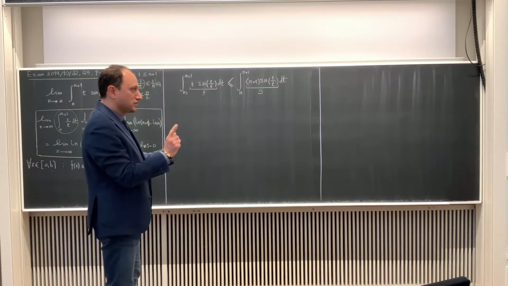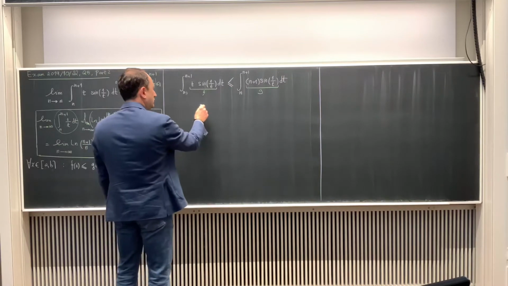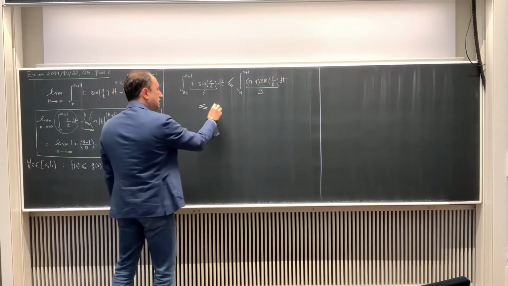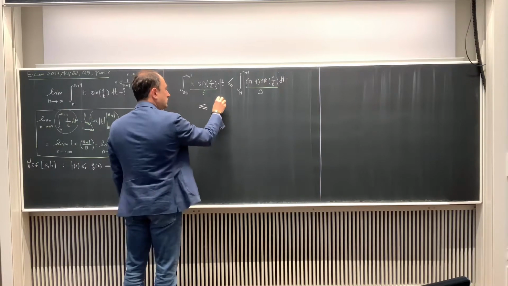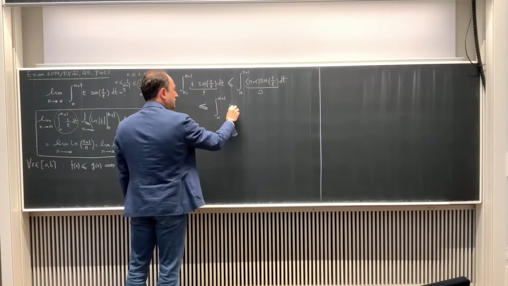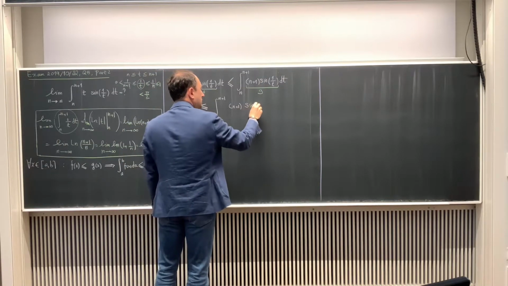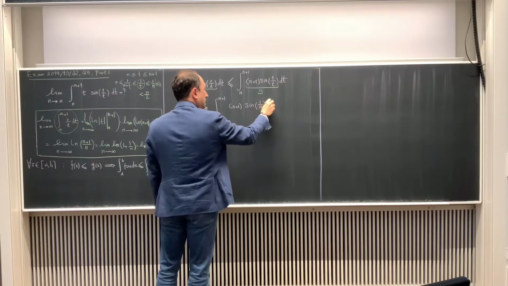But I want to go one more step. I could do it in one step, but I think this is easier for you to understand. I still want to continue and write the integral from n to n plus 1 of n plus 1 times sine of, instead of 1 over t, 1 over n, dt.